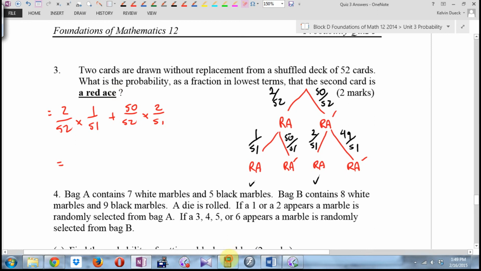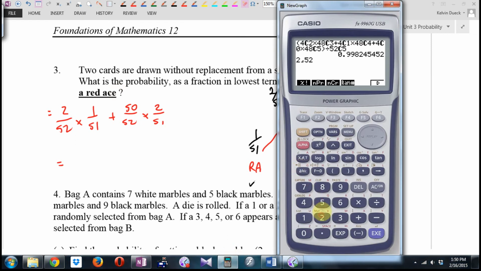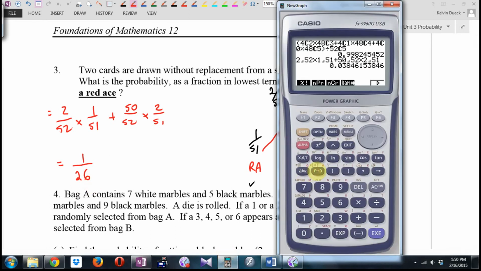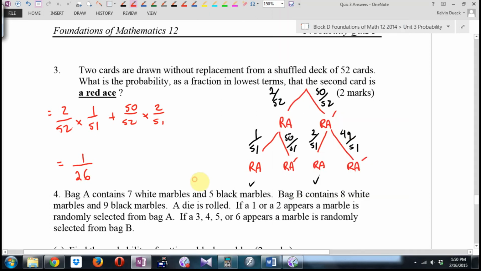Okay. Keep going. 2 out of 52 and 1 out of 51, or 50 out of 52 and 2 out of 51. You get 1 out of 26? Yes. That's kind of an unusual number. Okay. Oh, as a decimal. I'm assuming those of you that have the older calculators can go from fraction to decimal just by dividing, right? Going from decimal to fraction, I haven't figured out how to do it on the older ones yet.